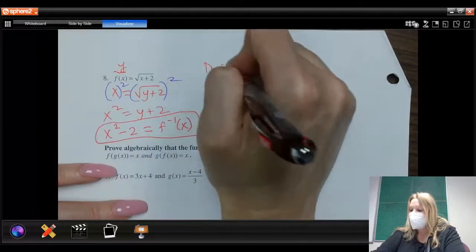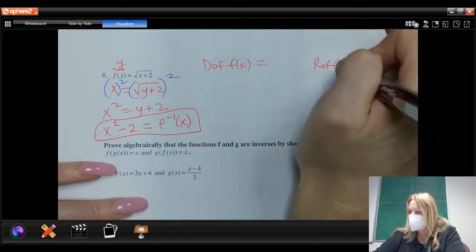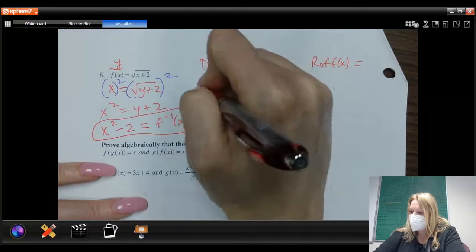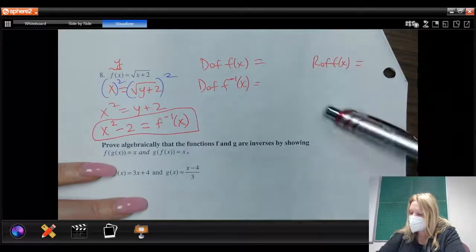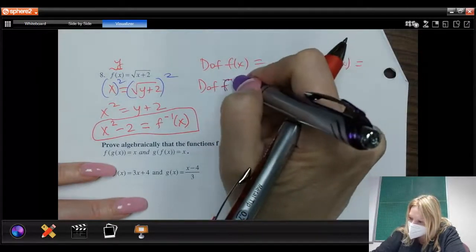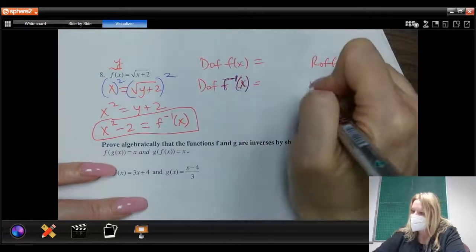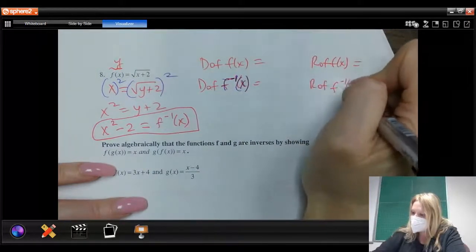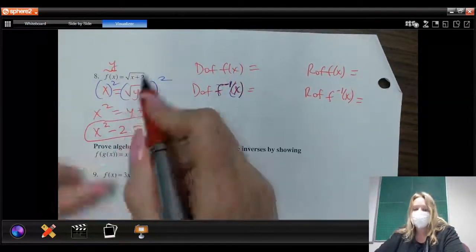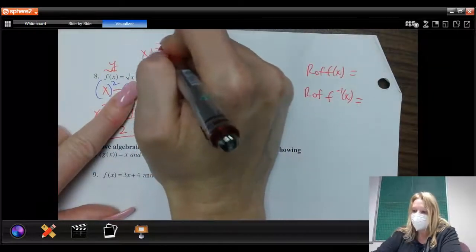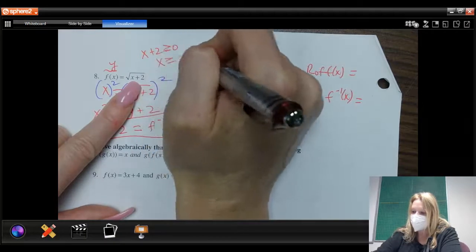Now, domain of f of x, we're going to have range of f of x, domain of the inverse, f to the negative 1 of x. So that again is f to the negative 1 of x, and then range of f to the negative 1 of x. Okay, domain of the original. Well, it's a square root. So I do the domain by setting it greater than or equal to 0. x is greater than or equal to negative 2.